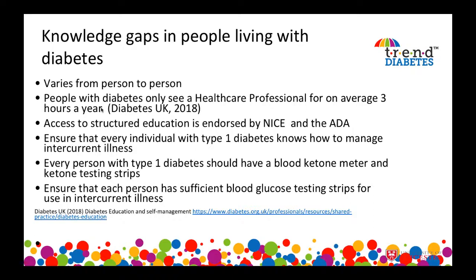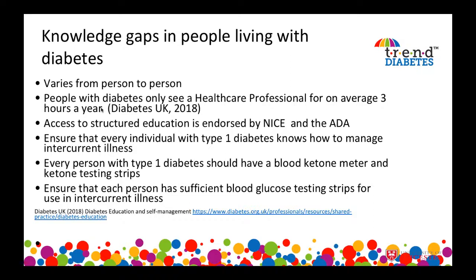We know people living with diabetes should have access to structured education, and it's endorsed by the national bodies. And we would hope that every individual with type 1 knows how to manage intercurrent illness, but not all do. So certainly in my area, in Leicester, people with type 1 diabetes in our adolescent clinic, even 2 years ago, were each sent a leaflet on how to manage intercurrent illness, and those leaflets have gone out again because we've had the COVID crisis. So it's really, really important that you can do this.